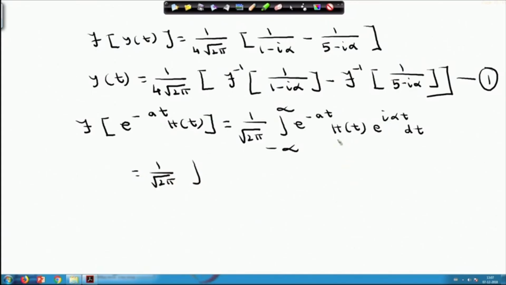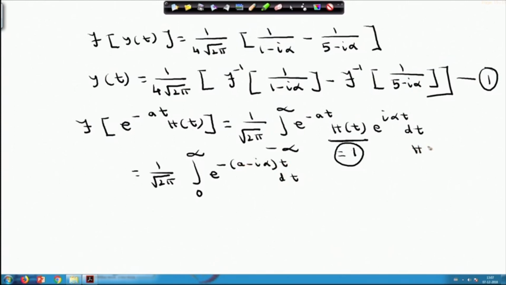Your h(t), as I told you, is 1 for t greater than 0 and 0 for t less than 0. This function h(t) is the Heaviside unit step function. So the integral from minus infinity to infinity now boils down to 0 to infinity, where the value of h(t) is 1. For minus infinity to 0, the value of h(t) is 0. So you can write e power minus (a minus i alpha) t dt.